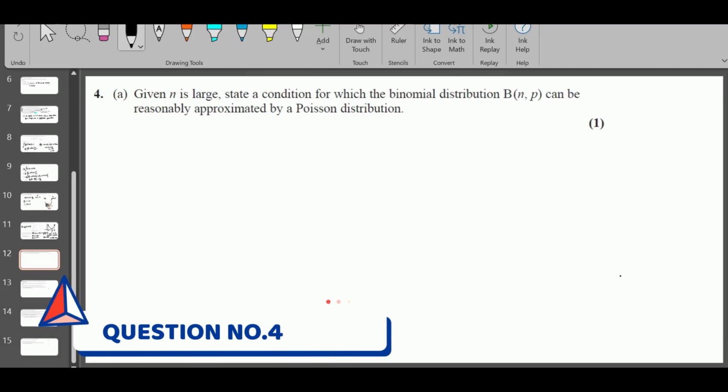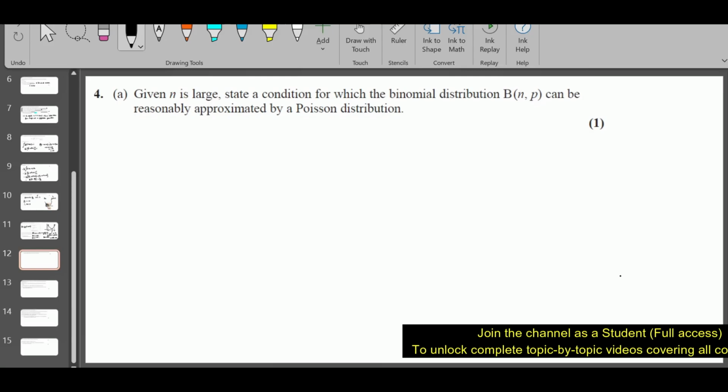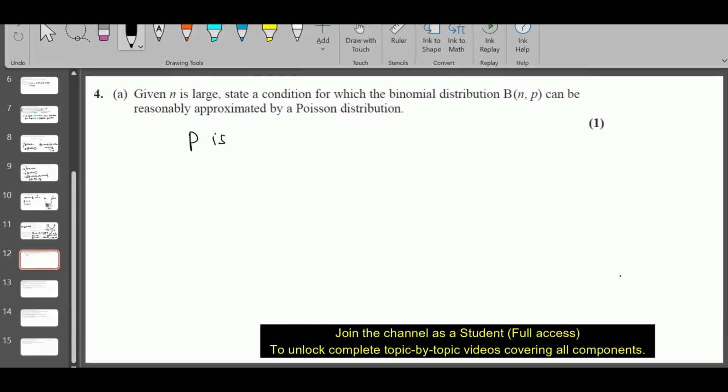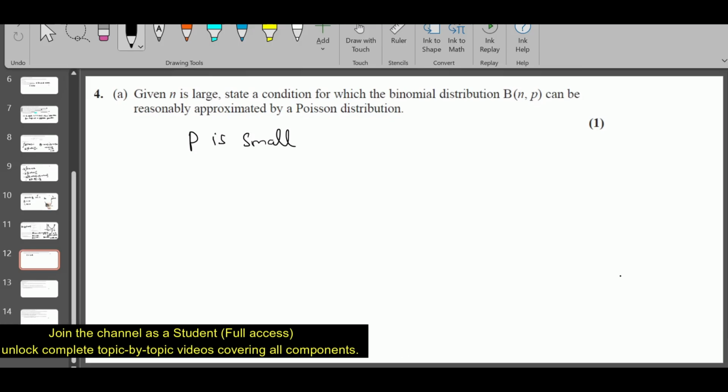Question number 4. Given n is large, state a condition for which binomial distribution can be reasonably approximated by Poisson. It has to be n is large and p is small. Just write p is small, just a 1 mark question.